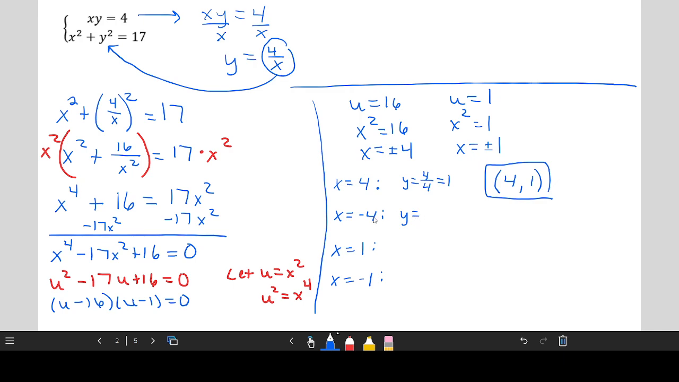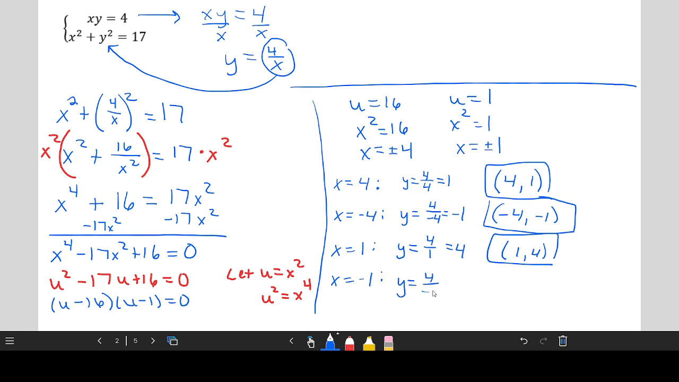All right, and then we're going to substitute negative 4 for x in that equation, y equals 4 over x. And so we have the point (negative 4, negative 1). It's another solution. All right, and then we'll substitute 1 for x. It's 4 over 1, which is 4. So we have the point (1, 4). And then we'll substitute negative 1 for x, which gives us negative 4. So (negative 1, negative 4) is the fourth solution.